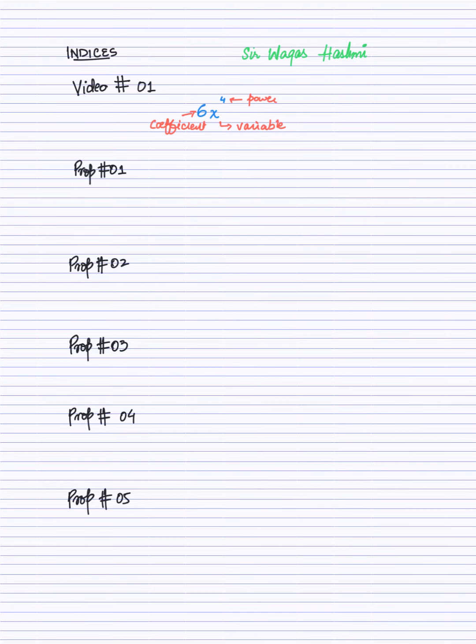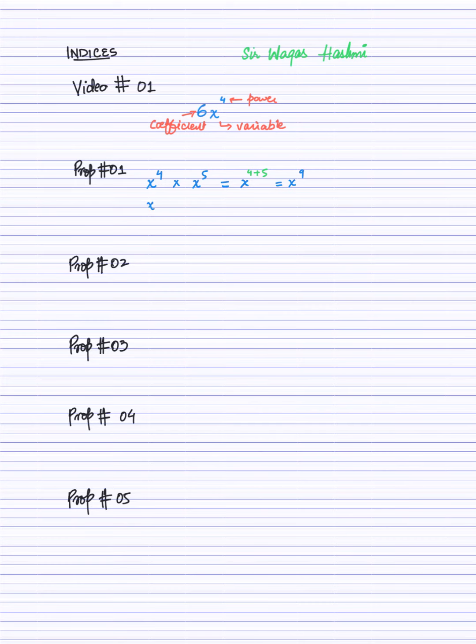All right, so property number one says that when you have the same bases and they are multiplying, you need to add their powers. So now it will be x to the power 4 plus 5, which implies x to the power 9. It's very simple. When you have the same bases and they are multiplying, you need to add their powers.